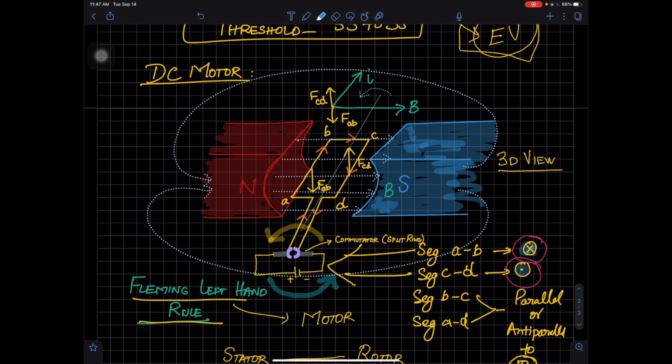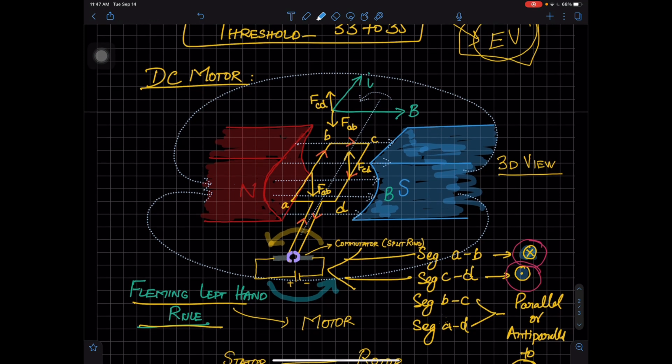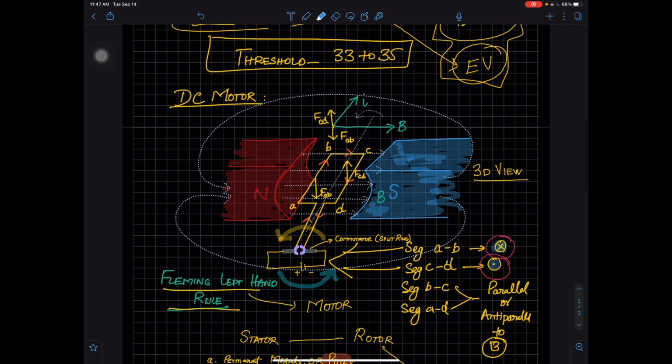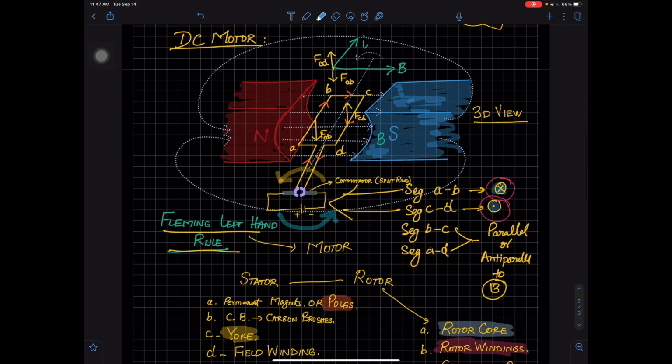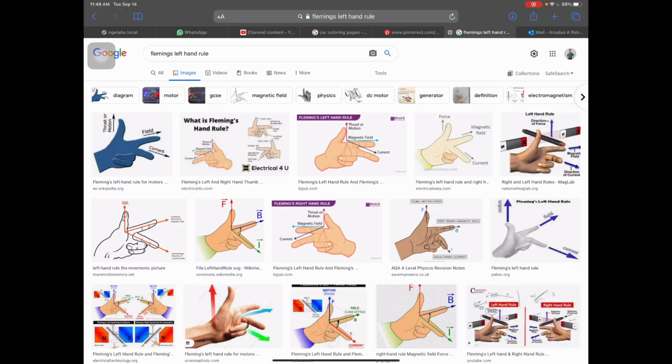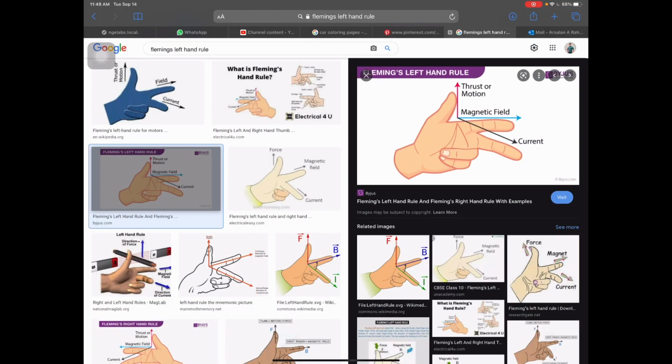Now segment BC and AD, they are not going to develop any force. Now, I don't know how you have actually done this in your FSC or whatever, but the rule which is actually used over here is called the Fleming's left-hand rule. Now, Fleming's left-hand rule, I'm showing you over here in this diagram, you can see that if you use your left-hand rule, the fingers in the same direction are pointing out the magnetic field. The current is perpendicular to that magnetic field. If it is flowing, the thumb pointing out actually gives the direction of the motion that the conductor is going to experience. I'm repeating it again.